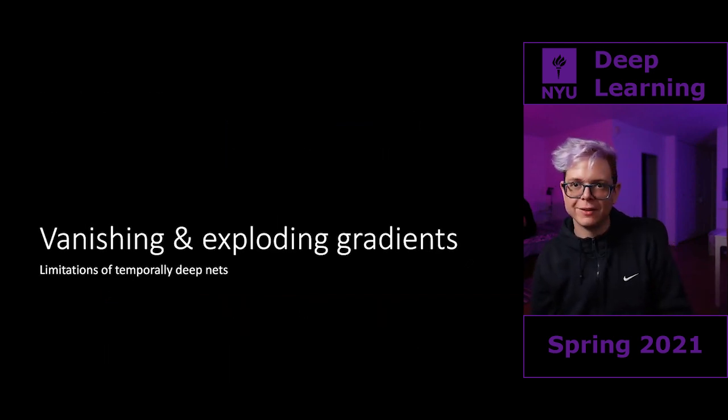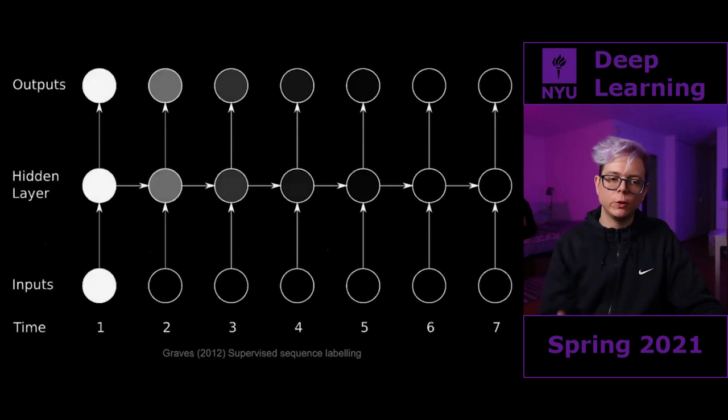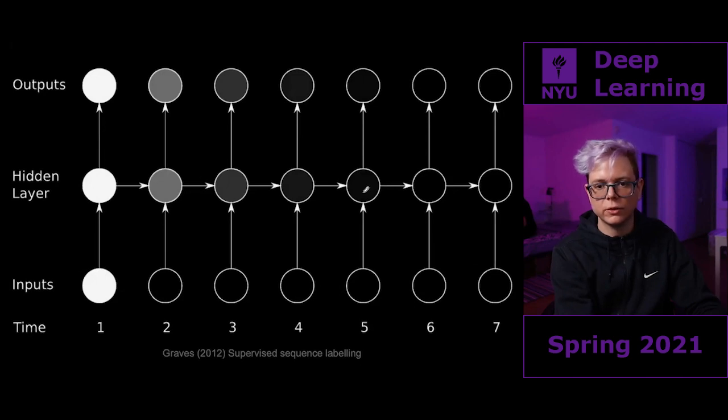Vanishing and exploding gradients. You will be asked this stuff in the homework. What happens here, I'm just giving you the intuition, is that in a recurrent network, you have your first input, which gets lost through the network. So whenever you run backpropagation, the backpropagation doesn't really get to the input layer.